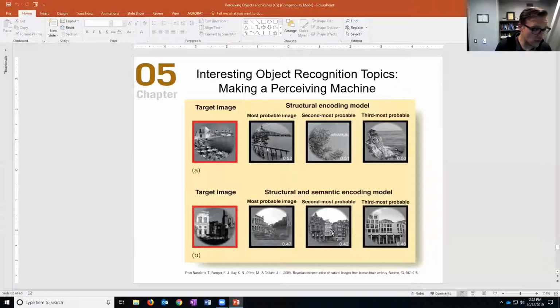Now, these are less probable, and they're less like the target image. So the computer program did a decent job. Again, I'll reiterate, the computer could not have come up with the right image because it didn't have the right image in its database, so it couldn't have come up with the exact image.